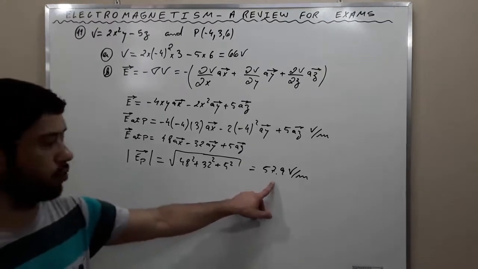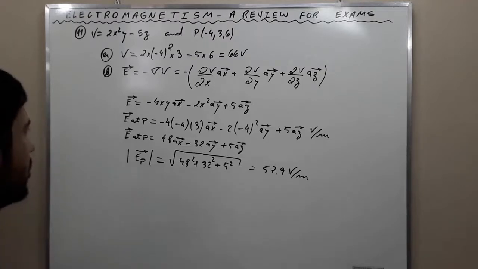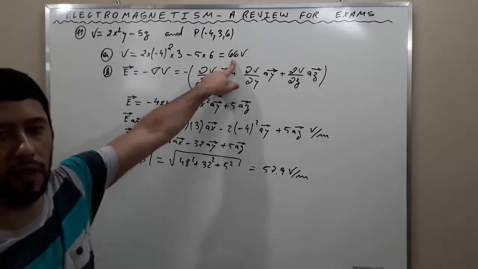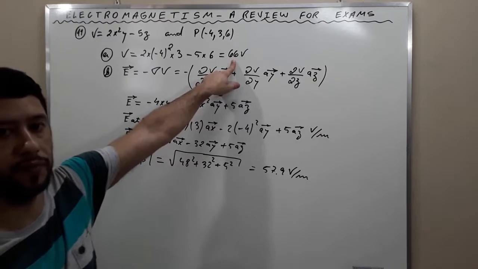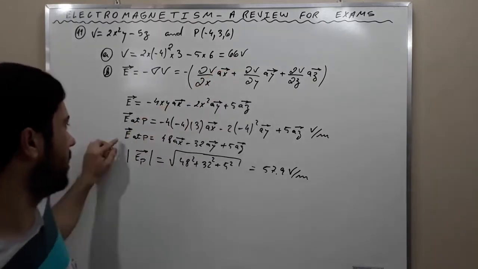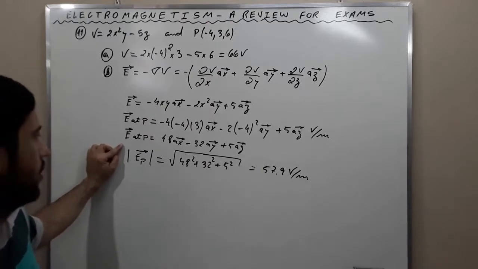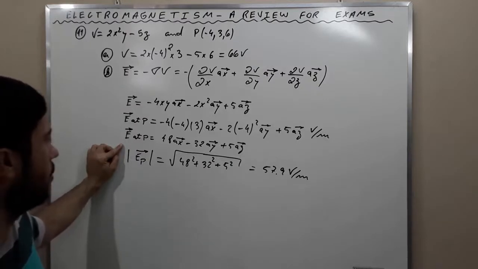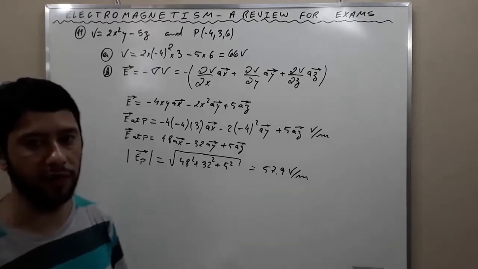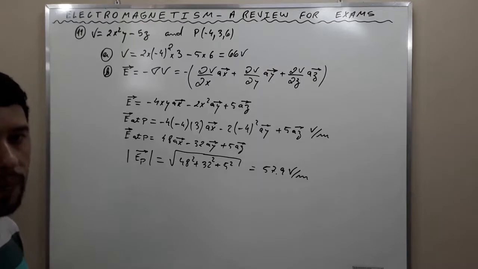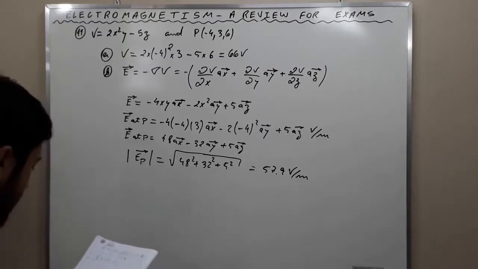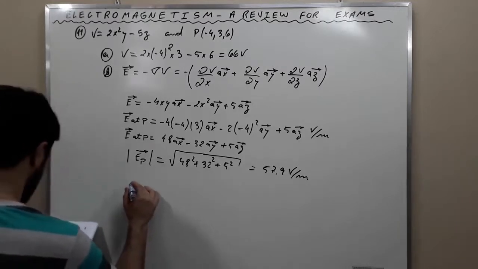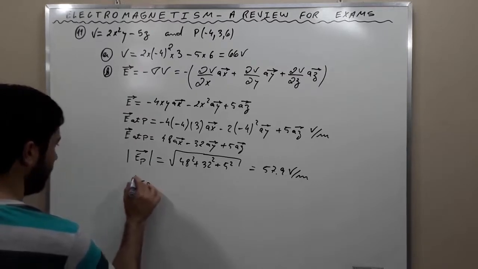And this is the magnitude. We want to calculate now the direction of the electrical field. Okay, observe that the potential is merely a scalar, but the electrical field is a vector. So vectors have magnitude and direction. We have already calculated the magnitude of the vector. We want to calculate the direction of the vector, which is the direction of the field at P.